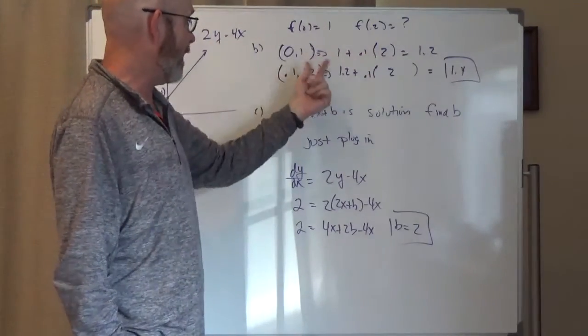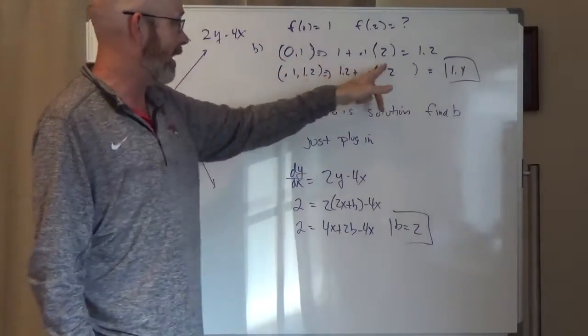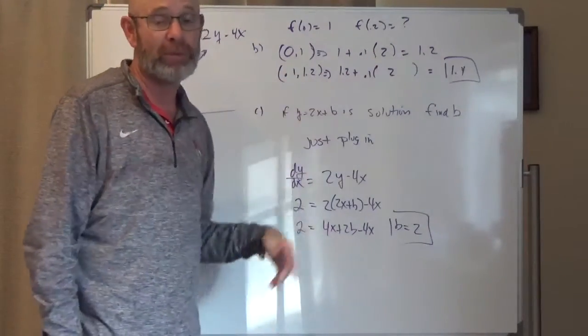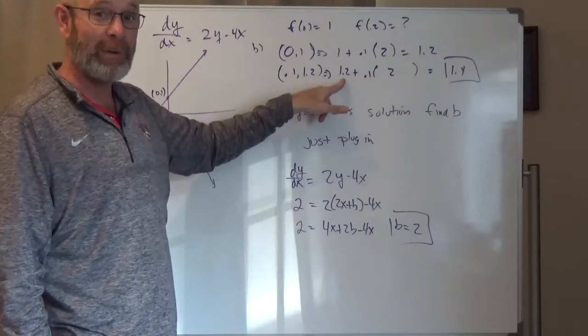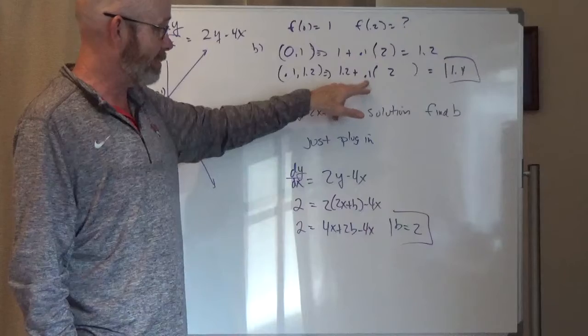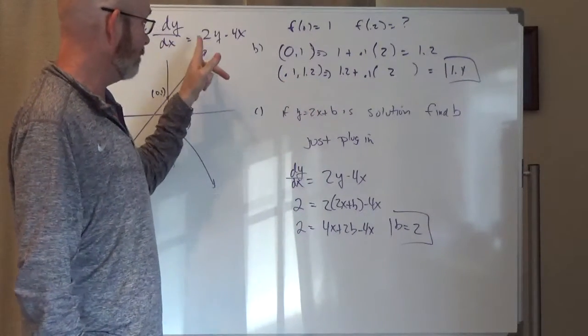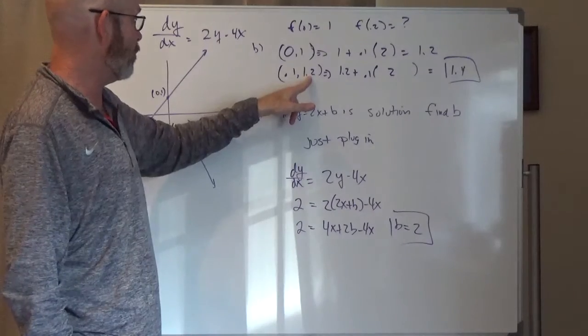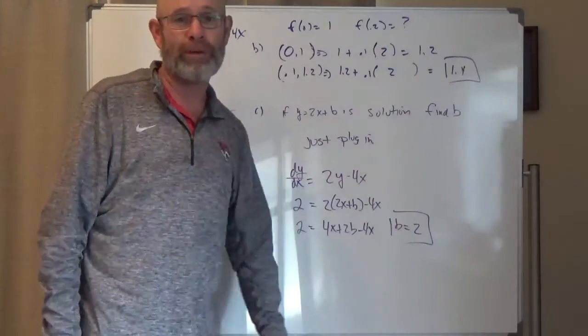So we plug this (0, 1) into the derivative. x is 0, y is 1. I get 2, so I get 1.2. So it moves 0.1, and now I'm at (0.1, 1.2). I'm going to do the same thing: take that 1.2 and add the step size, which is 0.1. I take this value right here and plug it in: 2 times 1.2 minus 4 times 0.1 gives me 2, so I get 1.4.